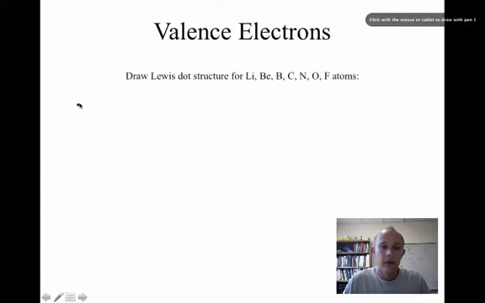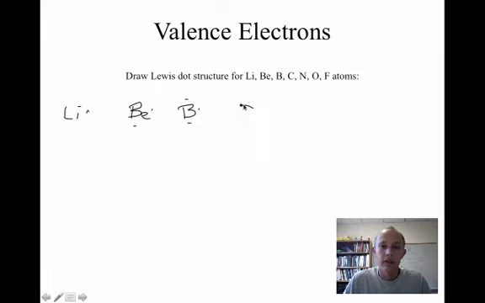So for example, if we start with lithium, it's in the first column, so it will have one valence electron. We go to beryllium, 1, 2, it's in the second column. Boron is in the third column, so it has 1, 2, 3 valence electrons. Carbon is in the fourth column, so it has 1, 2, 3, 4 valence electrons. So these would be the Lewis dot structures of the first 4 elements in the second row.